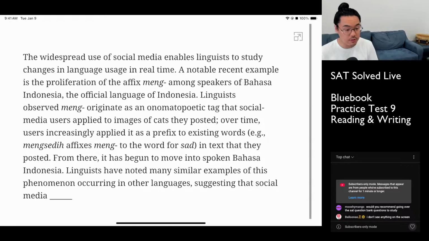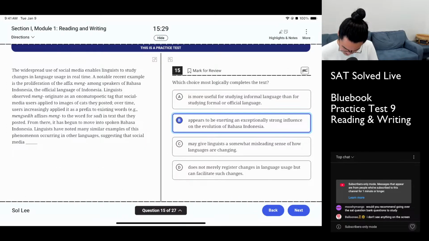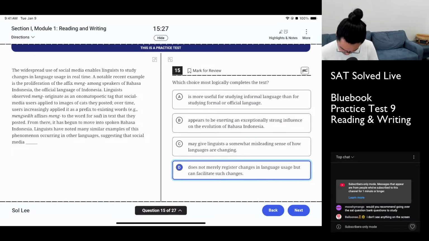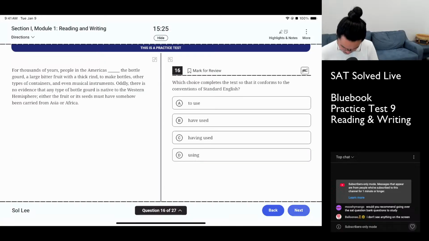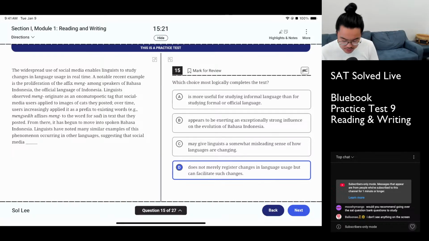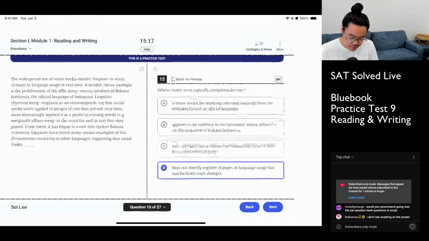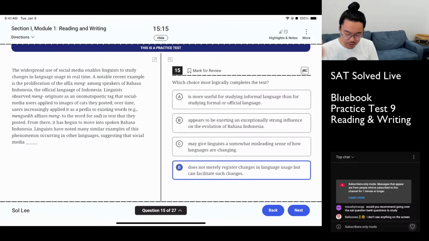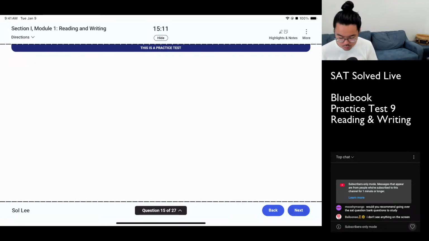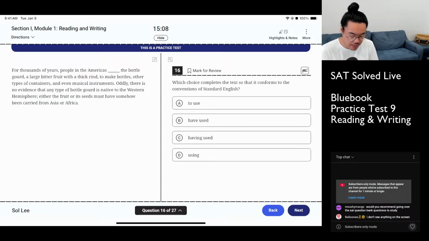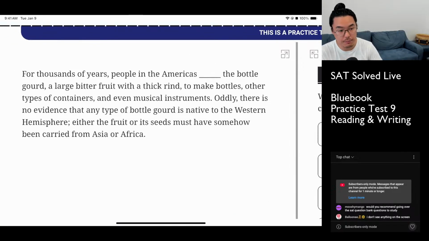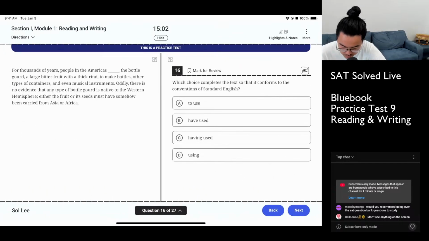Also, this is my first time seeing this passage. Okay, that is D. I probably should explain, does not merely register changes. That's just referring to the first sentence. Okay, that's the first half of answer choice D is just referring back to the first sentence, which I remembered in my head when I was answering that. But even though that wasn't part of my prediction. All right, next question. This is grammar, so I don't need to predict.